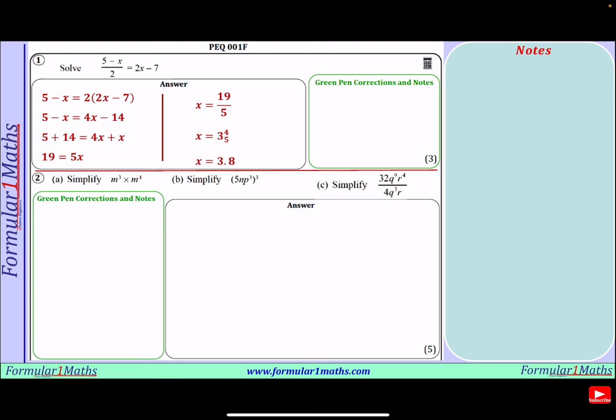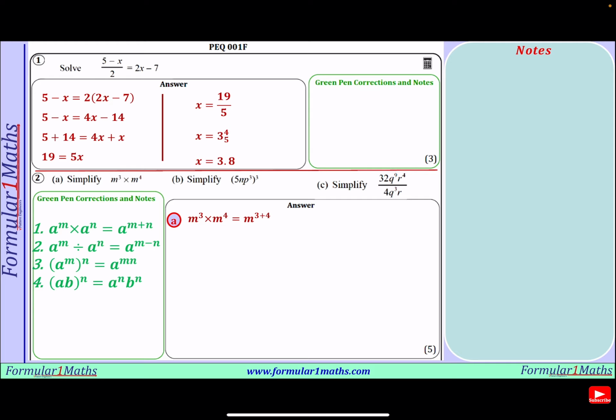Question 2. We need to use the rules of indices here for all the 3 questions. So let me remind you of them by putting it up here. So the first one, we use rule number 1. So m to the power 3 times m to the power 4, using rule number 1, can be written as m to the power 3 plus 4. And so we evaluate that to get m to the power 7.